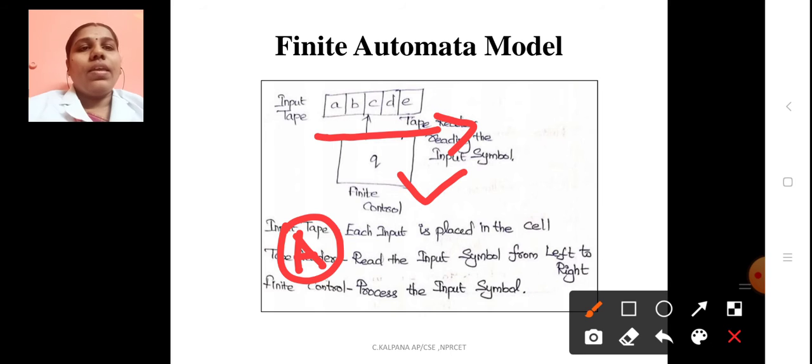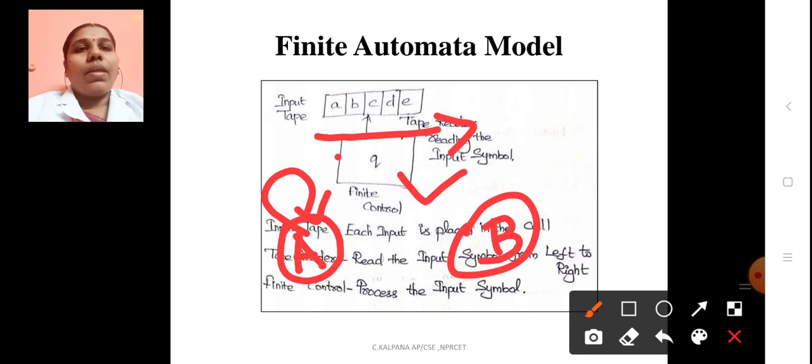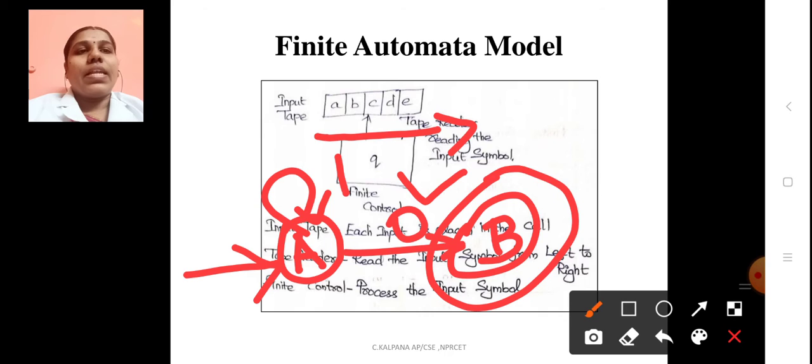I am taking A and B as a set of states. Input can be represented as 1 and 0, and the starting state is A, the final state is B. The finite control processes only one input symbol at a time. It means the input 1 is processed from A to A.